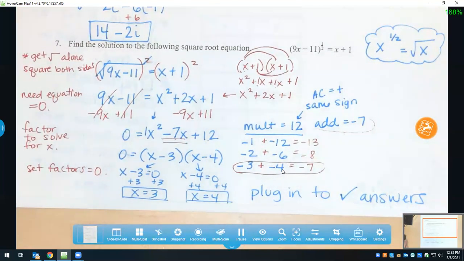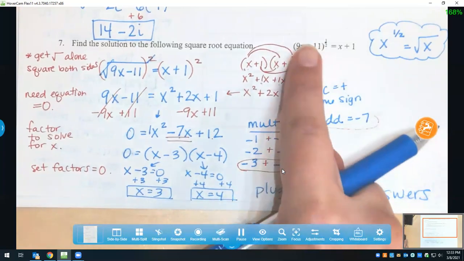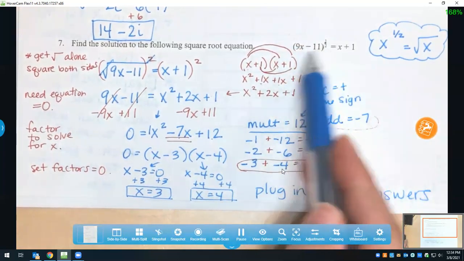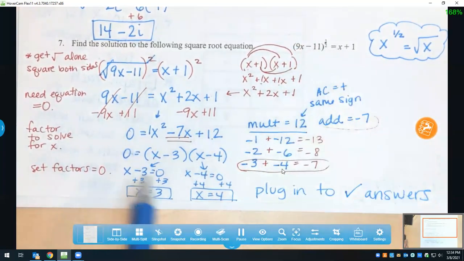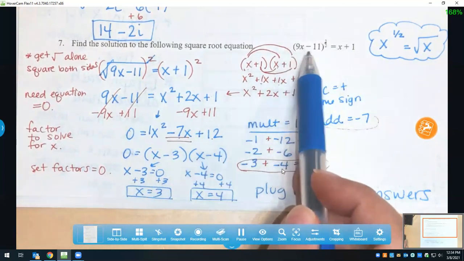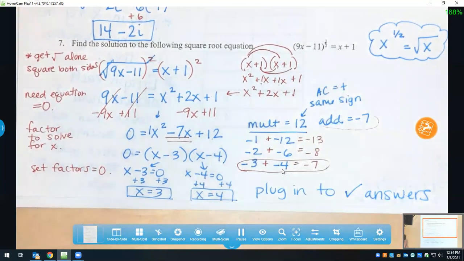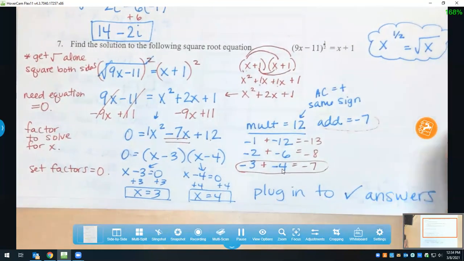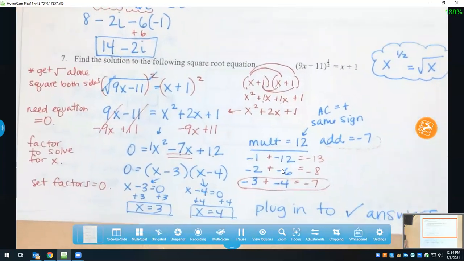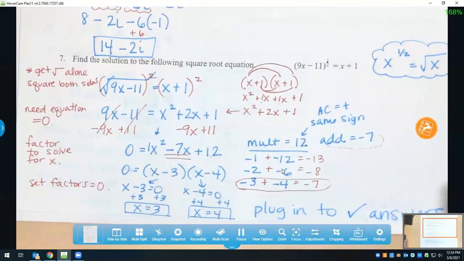Just in case you have any extraneous, right? When you plug them in, you're seeing if they make a true statement. So if you did 9 times 3 and then minus 11, take the square root of that. Does that give you your solution here? So checking those would be kind of your last step. But this is already so much that we're gonna roll.